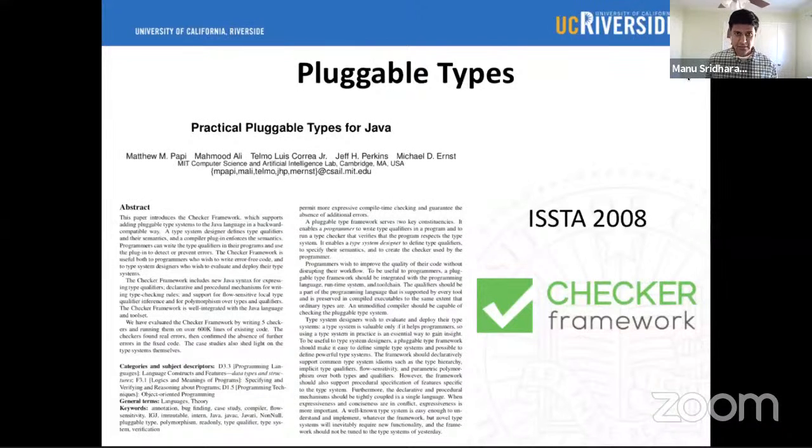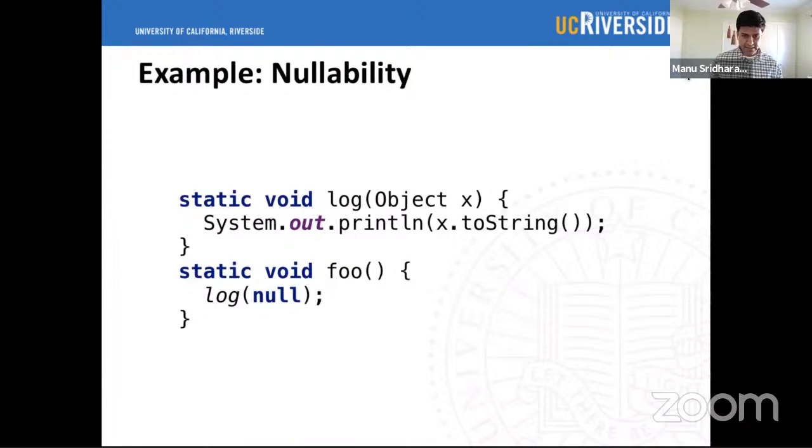So let's take a look at an example of how pluggable types work. We'll do it with the classic, or maybe most common, use case for pluggable types in Java, which is trying to prevent null pointer exceptions. Here's a simple code example. We have a logging routine that just prints out the toString representation of an object. And in this other method, foo, we're calling this logging routine with null, which is a buggy way to do things.